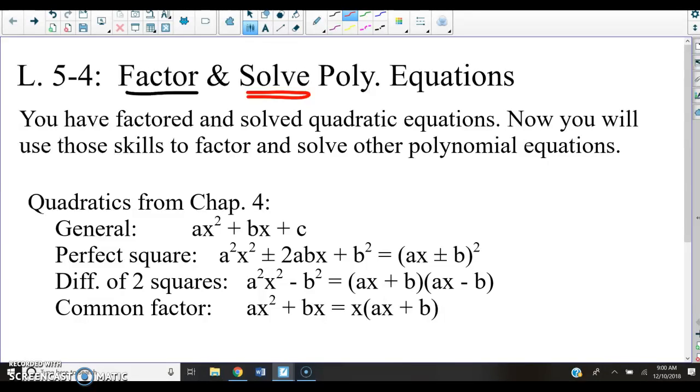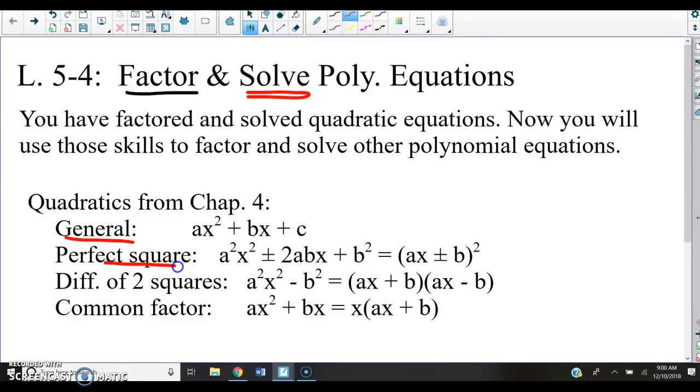Okay, we took a look at quadratics in chapter 4. In general, we'd have ax squared plus bx plus c. It might be set equal to 0. We often had it set equal to y so we could graph it.